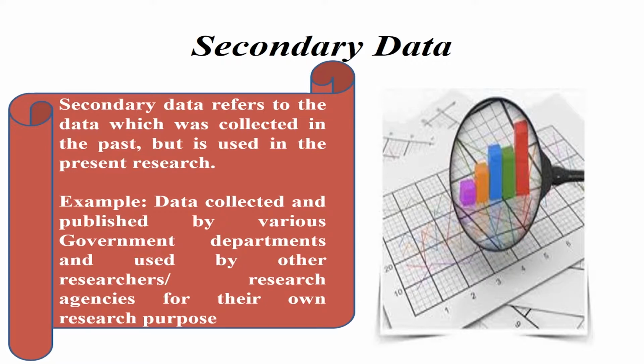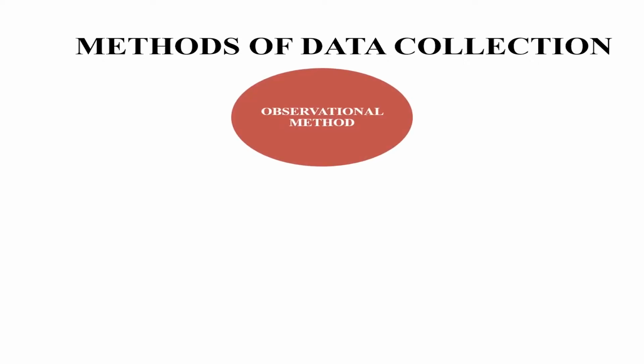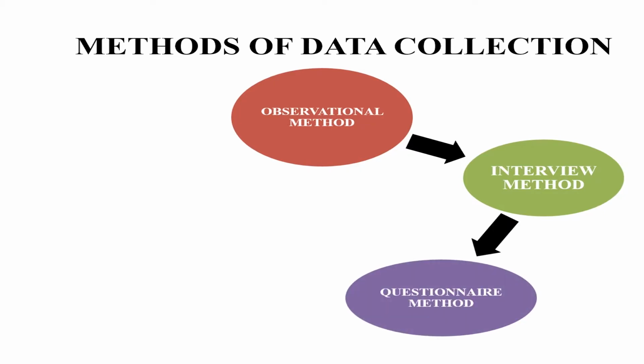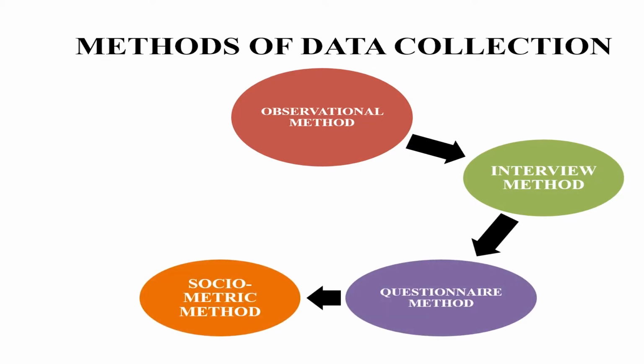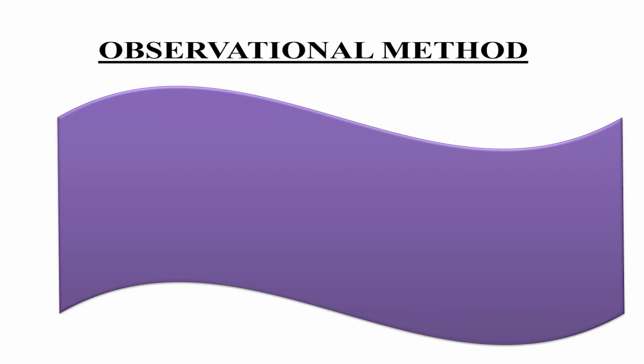Let's now discuss the methods of primary data collection. There are various methods of primary data collection as shown in the figure. These are observational method, interview method, questionnaire method, sociometric method, and the focus group method. We will be dealing with the first method in this video. Let's begin with the first method, that is the observational method.